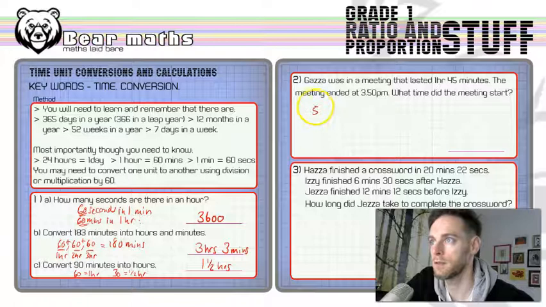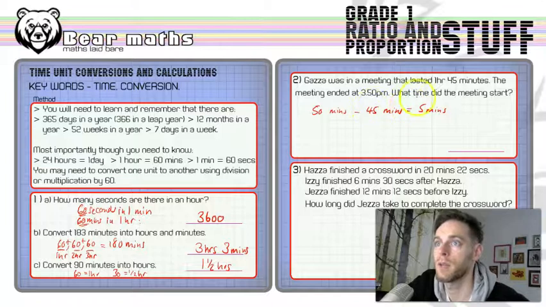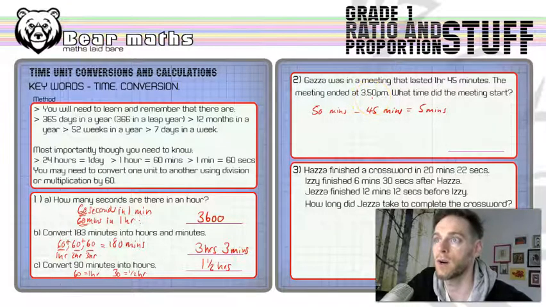So 50 minutes minus the 45 minutes equals 5 minutes. If we think about it, all we're doing is getting the 45 away from the 50, and that's going to be 3:05 p.m. Then we need to deal with the hour.